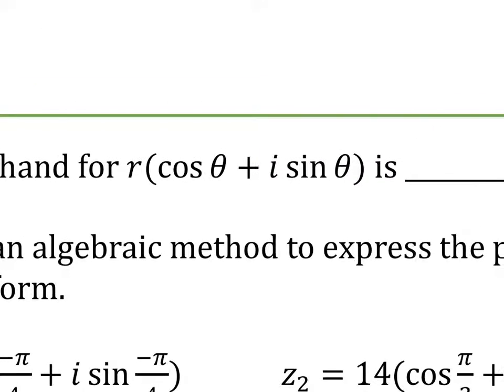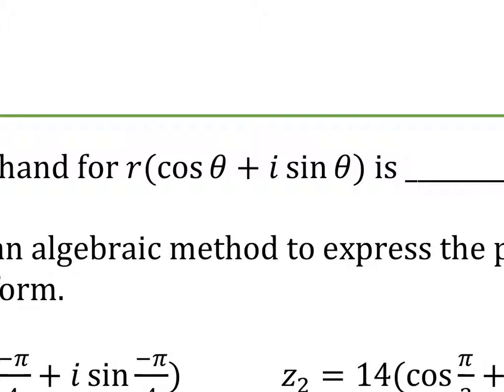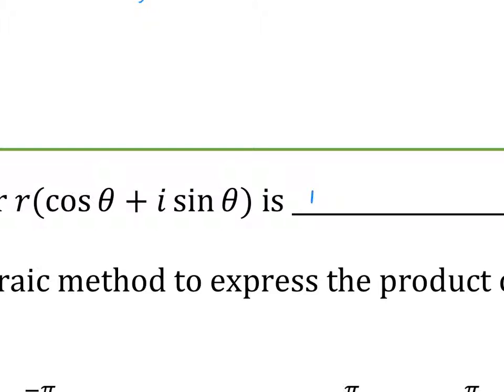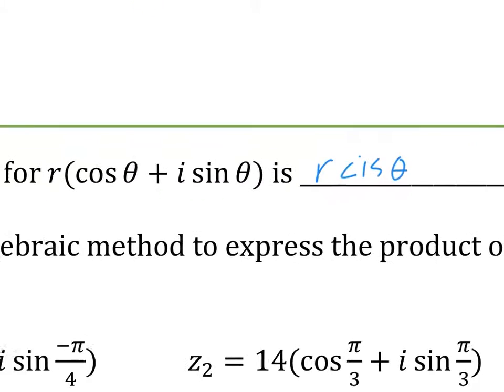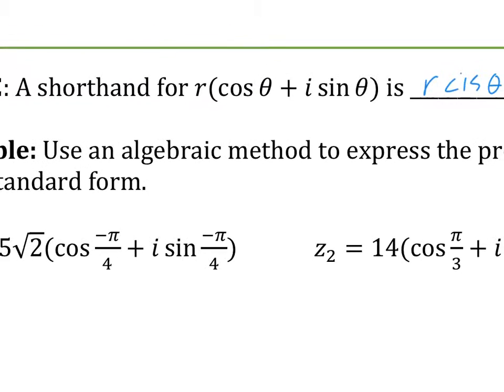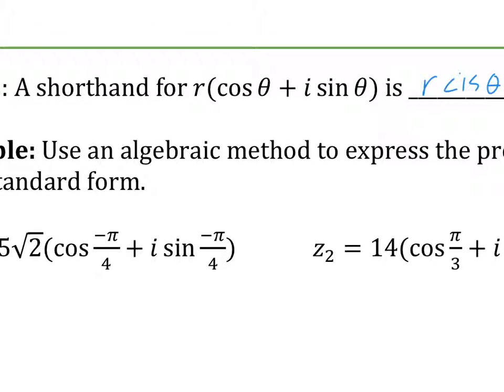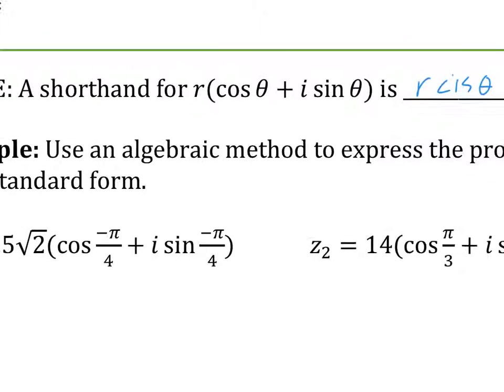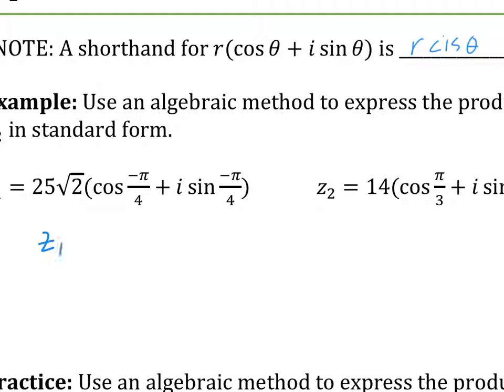Oh, okay, and then here, r cosine theta plus i sine theta, the shorthand is r cis theta. So you already know that, but just put that in your notes. All right, so for example, first one. Z1 is this, Z2 is this. We are going to figure out the product. Product means multiply. Okay, so Z1 times Z2.